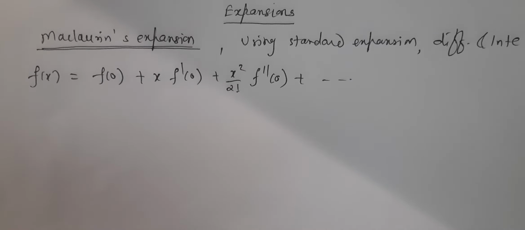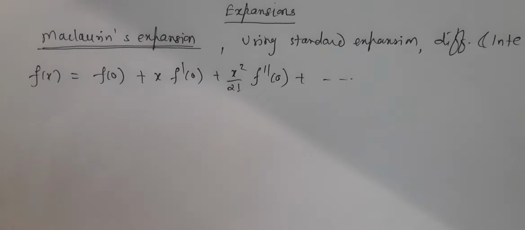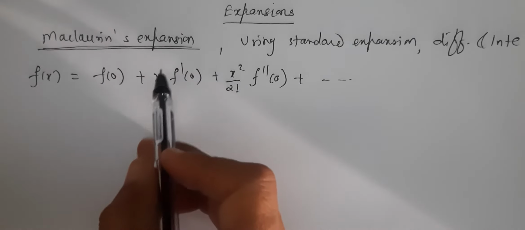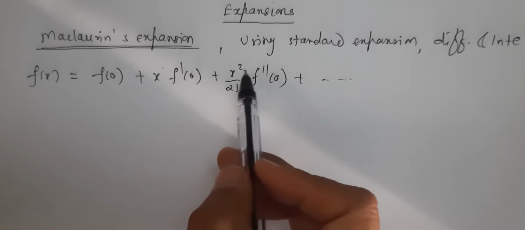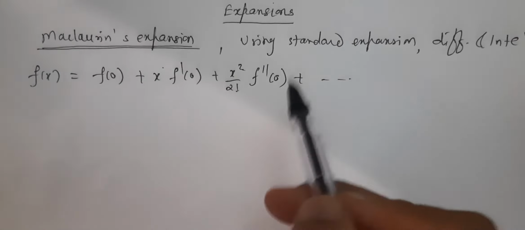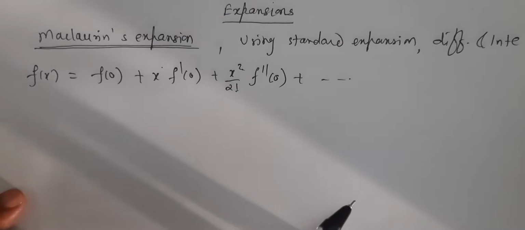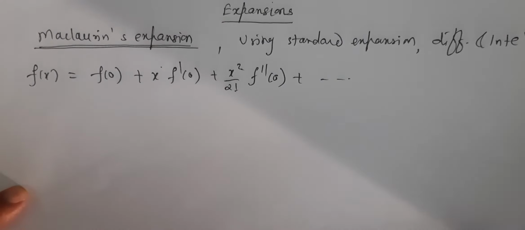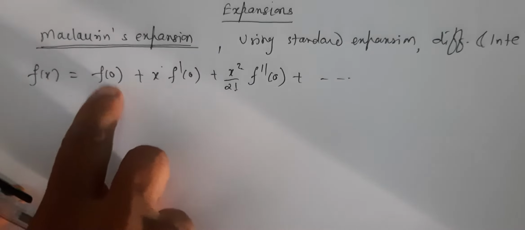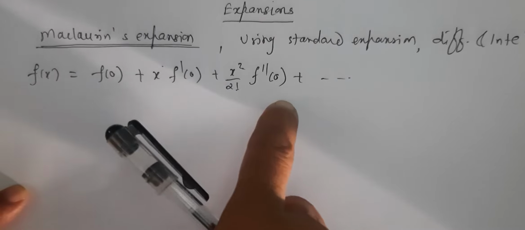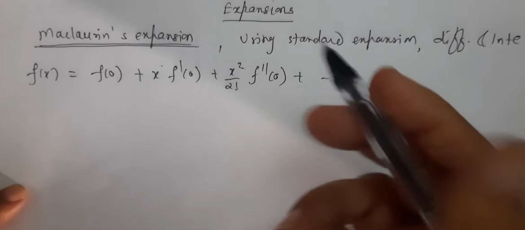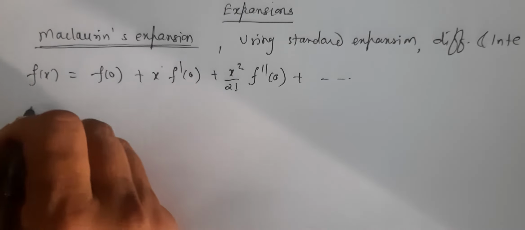You can see the terms f0, f dash 0, f double dash 0, f triple dash 0. When it is the first derivative, it is x to the 1 upon 1 factorial, second derivative x square upon 2 factorial, third derivative x cube upon 3 factorial, etc. So when you want to find the expansion of any function using Maclaurin series, it's a simple thing. Actually find out f0, f dash 0, f double dash 0 and substitute. So let's have an example.